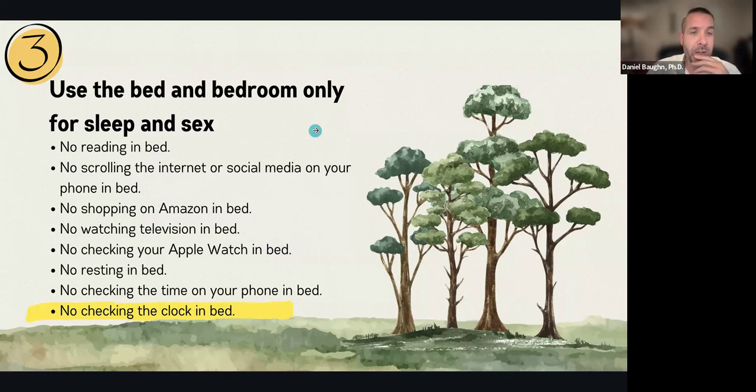Don't do it in bed, and don't do it when you're trying to wind down for the day. No television watching in bed, no checking your Apple Watch in bed, no resting in bed. By resting, what I mean is you're done with the day, and maybe you're done with all your chores, and so you just climb into your bed and it's like 9 o'clock at night, but you're not sleepy, but you're just going to sit in your bed and rest. That is definitely not going to help you from a behavioral conditioning perspective.